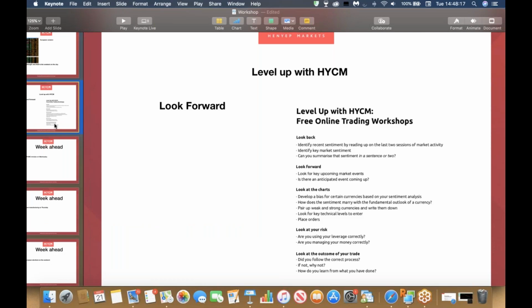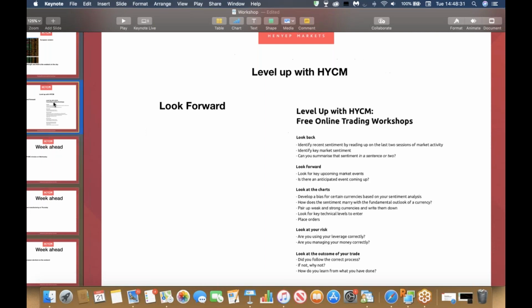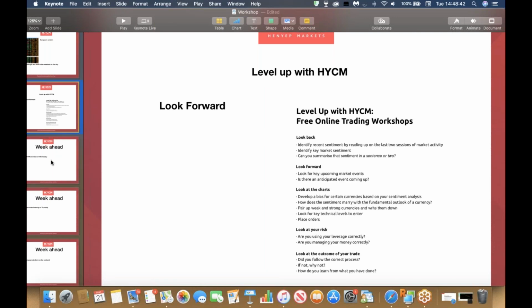Now looking forward, let's look for some key market moving events. Is there any anticipated events coming up? Well, yes, there are. We've got the FOMC minutes on Wednesday. So for any dollar trading, you want to be aware that the Federal Reserve minutes will be coming out tomorrow at around 7 o'clock GMT. So that's risk for the US dollar.